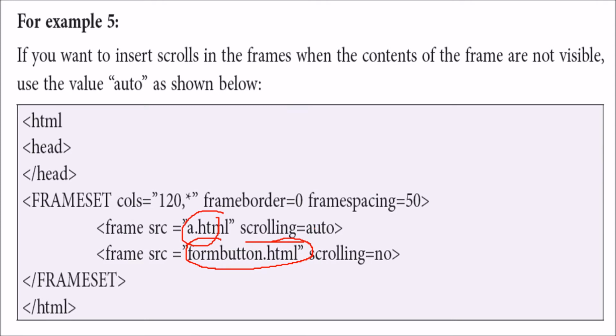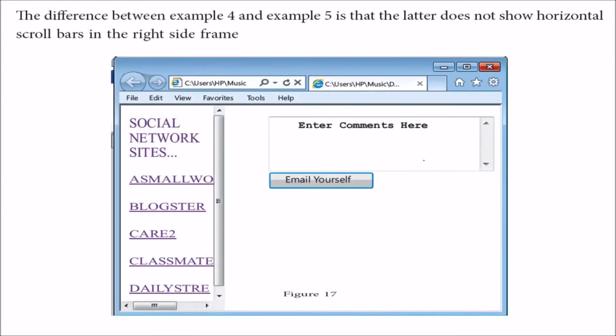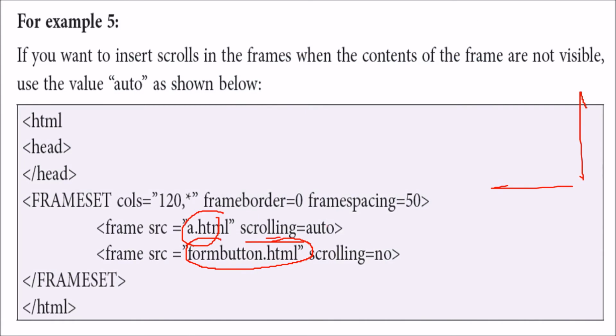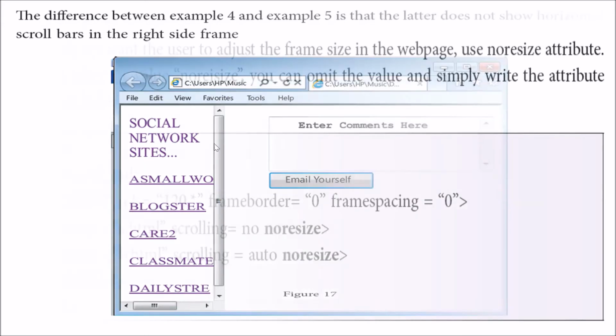So you will not be able to appreciate the scrolling, but you need to understand scrolling means if the content is larger, the scroll bars will come, horizontal and vertical, like this. These are the scroll bars. And you have given that, okay, I want to have a scroll bar for frame 1. I don't want to have a scroll bar for the second one. So I have given scrolling equal to no. So this will not have a scroll bar. This will have a scroll bar. As you can see here, these are 2 scroll bars.